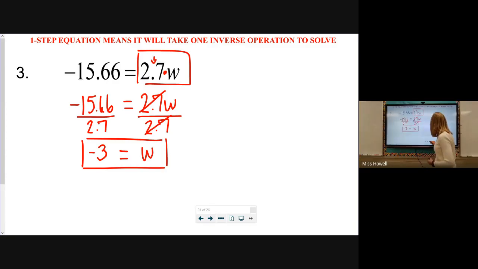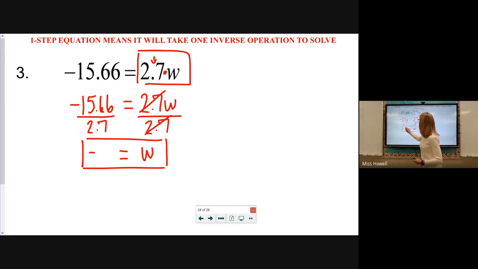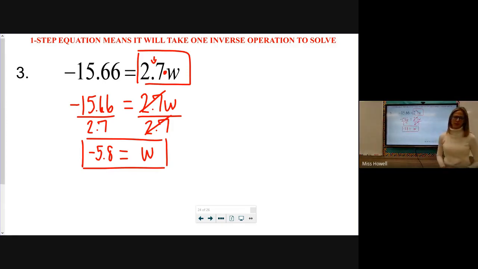All right, one inverse operation division gets us to our final answer. Oh, excuse me. My fault. This is a negative, mental math's a little off, negative 5.8. And again, we could express that in simplified fraction version if we want, as negative 5 and 4/5 would be the equivalent fraction version of it.